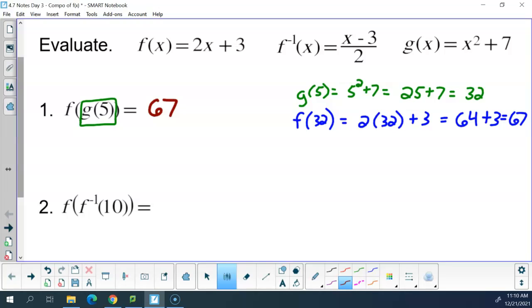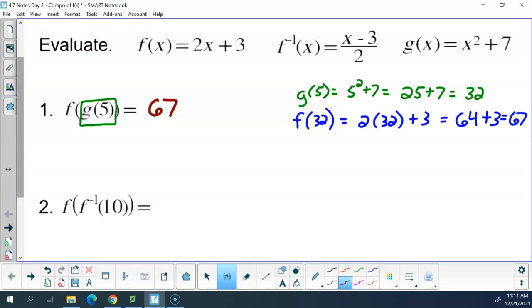Yes, sir. Could you just plug the g of x equation into the f of x equation and then plug in 5? I mean, you can, but if your equations are a lot more complicated, then that's going to get messy.